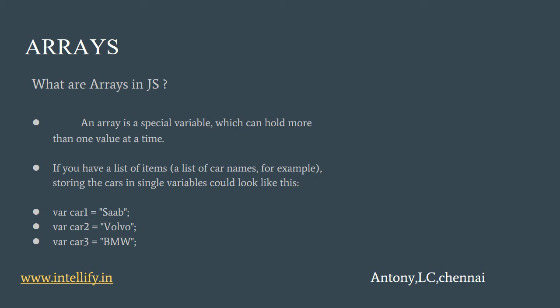If you have a list of items such as car names, for example, storing the cars in a single variable could look like this. See, variable car1 is equal to the name of the car, variable car2 is equal to Volvo, variable car3 is equal to BMW. So this is a very tough method of evaluating the variables. So this is where the arrays are used.